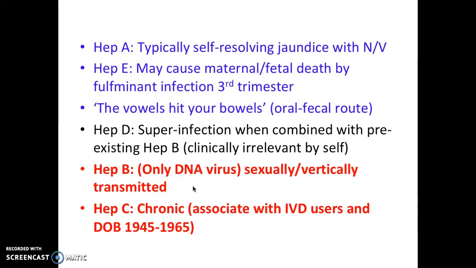So B is important because it's the only DNA virus out of the 5, so the rest are RNA, and it's transmitted sexually and vertically. Hepatitis C is associated with IV drug use and actually people born between 1945 to 1965, so good population to screen.